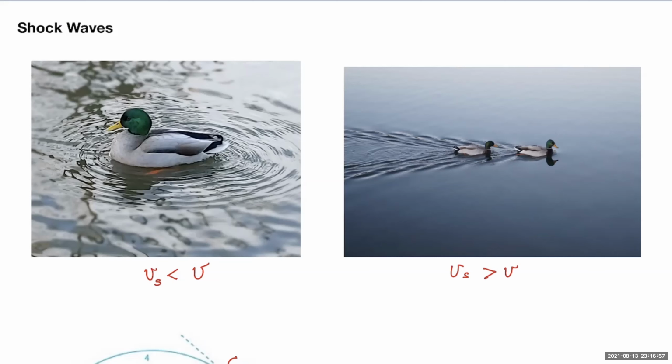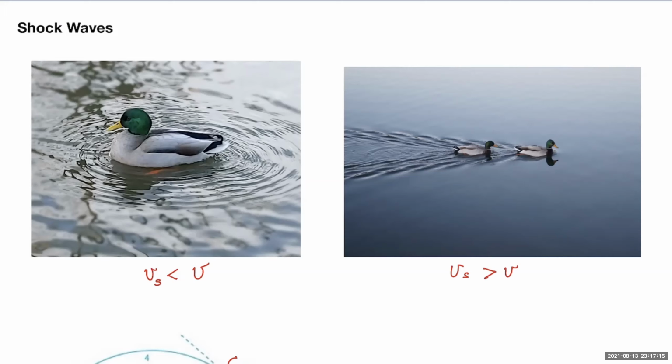But even though the wave does get compressed, the source actually still moves slower than the wave itself. Okay? What happens when the source moves even faster than the wave that it emits? The situation becomes more interesting in that case. Well, take a look at these two pictures.